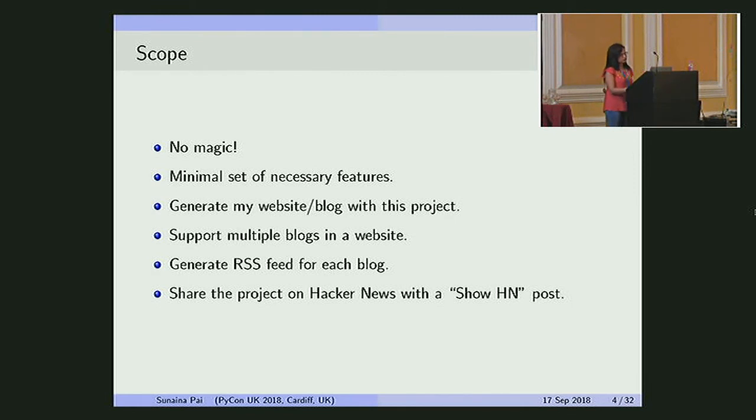I started with a very small scope, no magic. Every line of code should be easy to understand even for a beginner, and no dependency on multiple third-party libraries. And I decided to support a minimal set of necessary features that I felt were important. I should be able to generate my static website with this project. It should support multiple blogs in a website. It should support RSS feeds. And once this was done, I wanted to share it on Hacker News as a Show HN post to make it available for a wider audience.